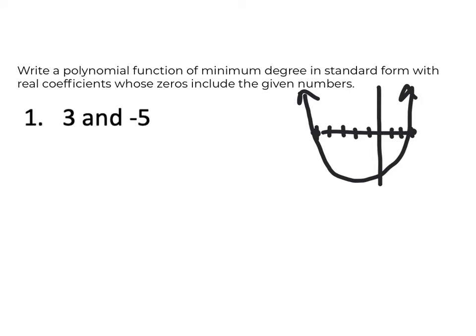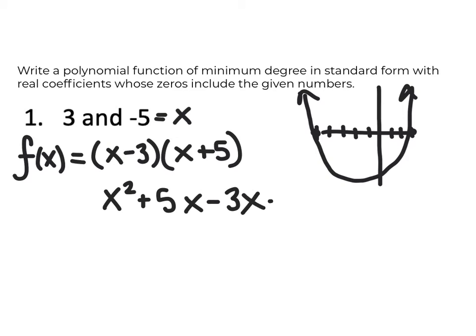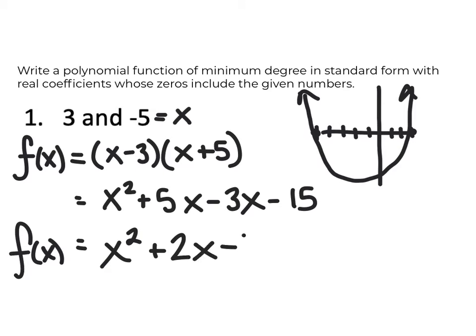So if the zeros are x equals 3 and -5, the corresponding factors would be x minus 3 and x plus 5. And since I'm making this a function, I'm going to say f of x equals this. So I start by writing my factors, and now to put it in standard form, I'm going to distribute. So that's going to give me x squared plus 5x minus 3x minus 15. I will combine my like terms to get the function x squared plus 2x minus 15.